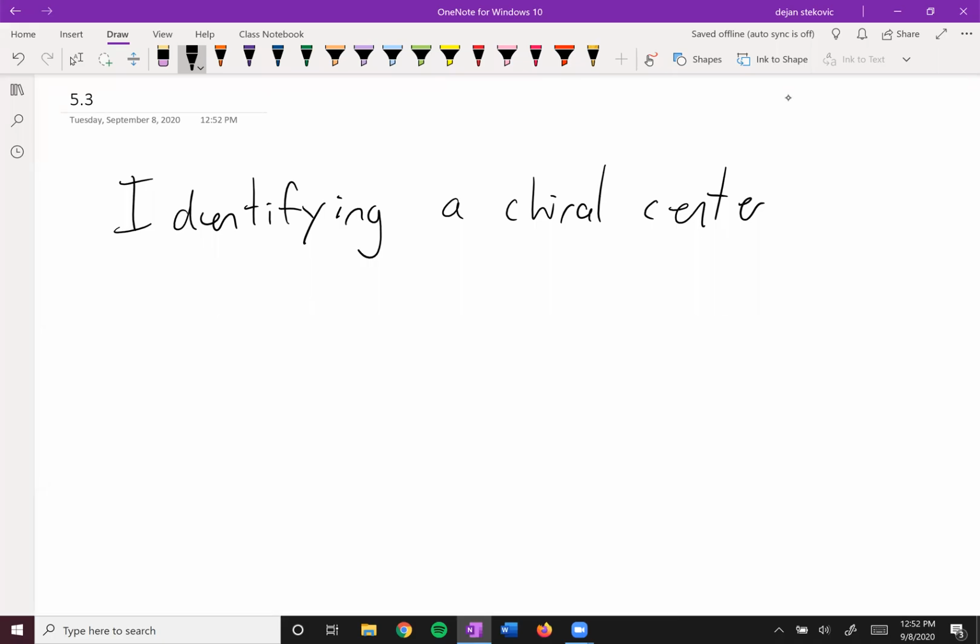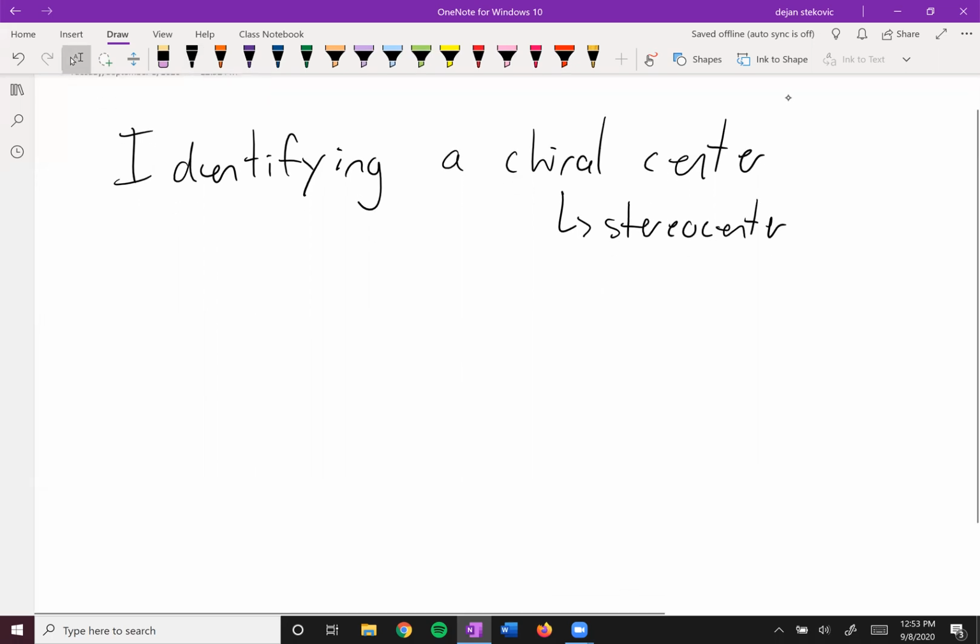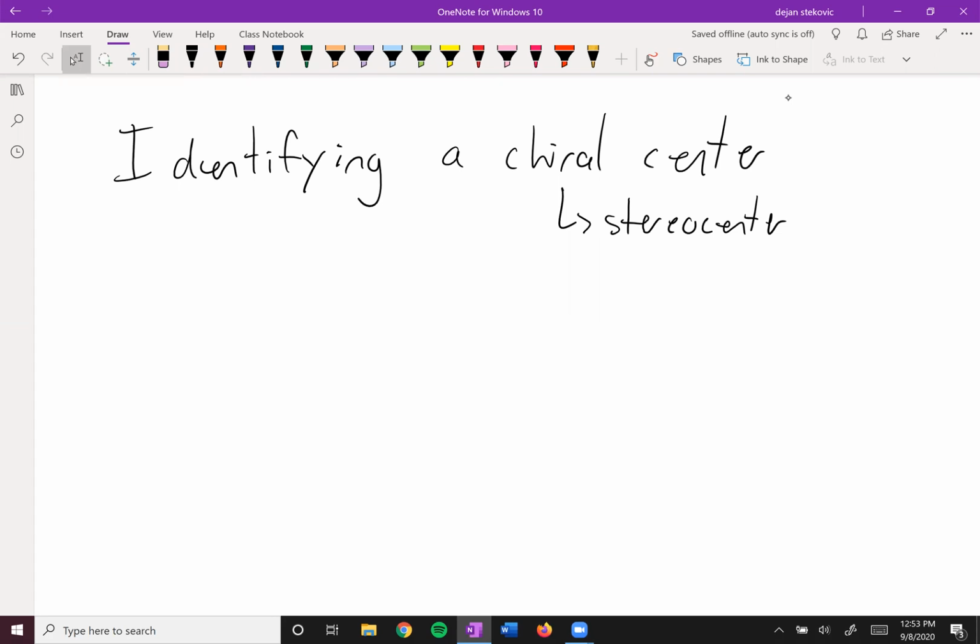All right, so one thing we need to be able to do is take a look at a molecule and identify where the chiral centers or where the stereo centers are. Same thing, just a different word for it. And so when we identify these things, here's what we want to keep a lookout for.